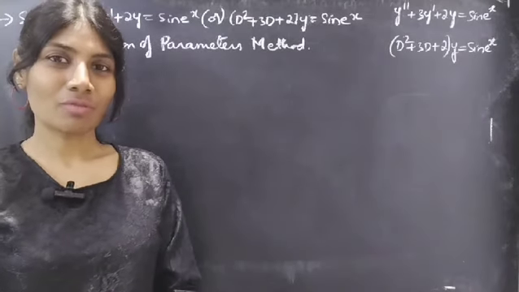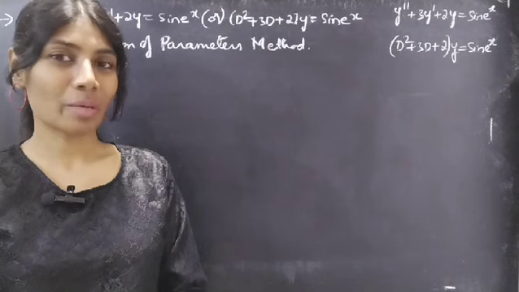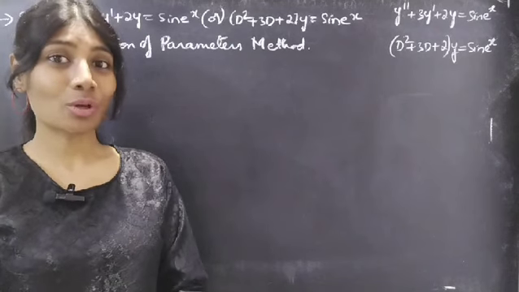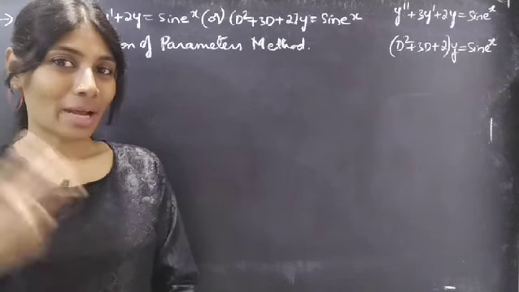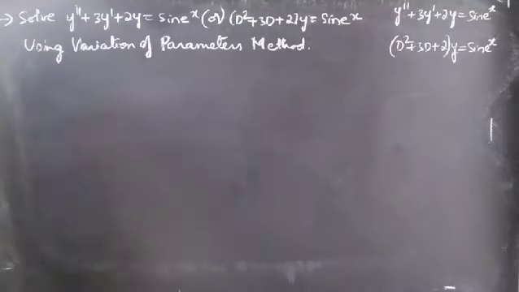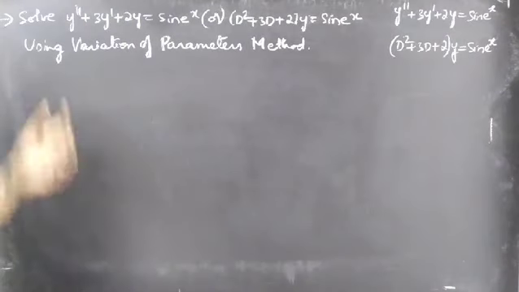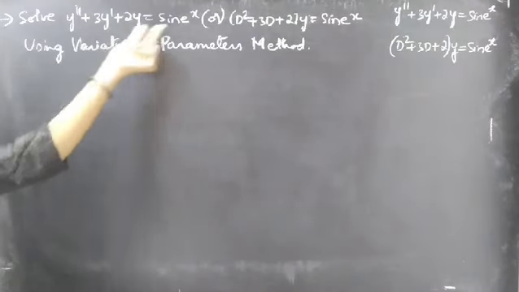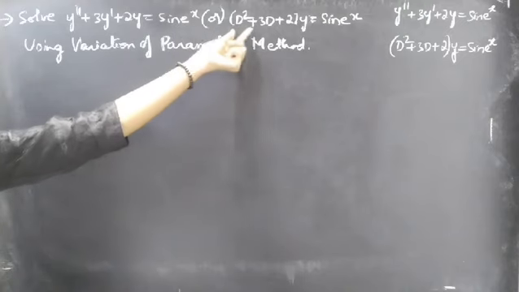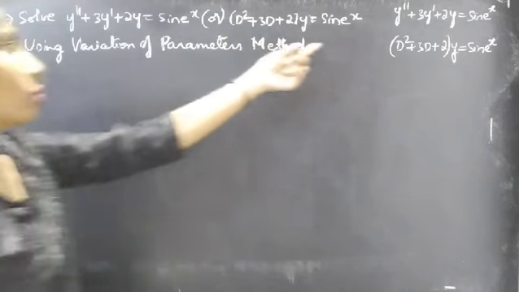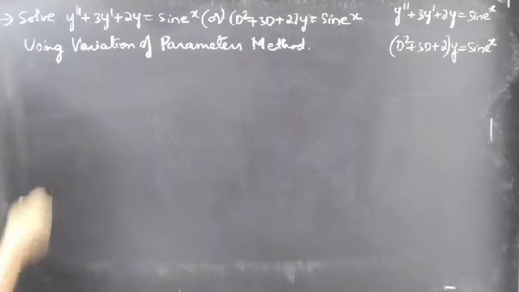In this video, we are going to solve a differential equation using the variation of parameters method, using another way of solving the problem. Part 2. Let's get going. Problem: solve y double dash plus 3y dash plus 2y equal to sin e power x, or (D square plus 3D plus 2) into y equal to sin e power x, using the variation of parameters method.